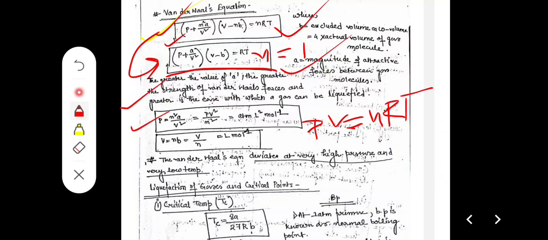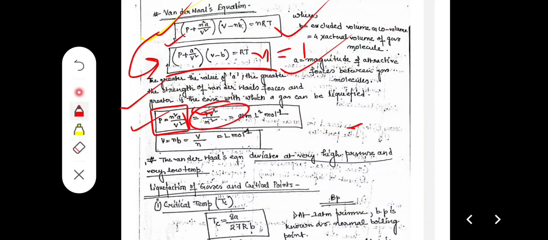So in this way we can derive that P equals n²a/V², or we can derive PV², this should be one equation, P equal to n²a/V², and that should be equal to a. There must be a mistake here, huh?